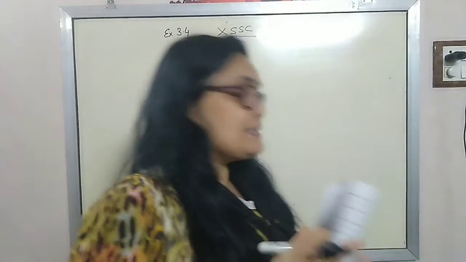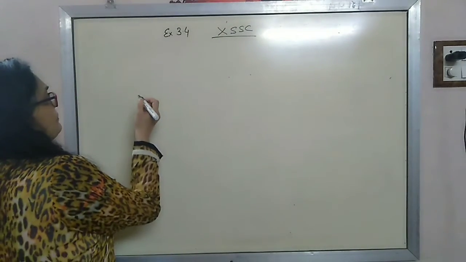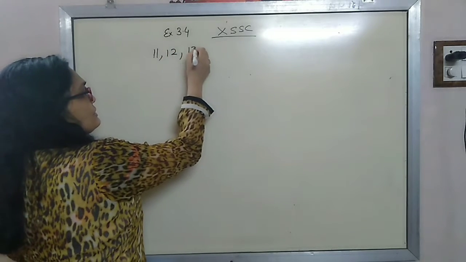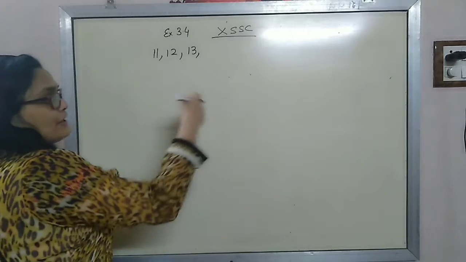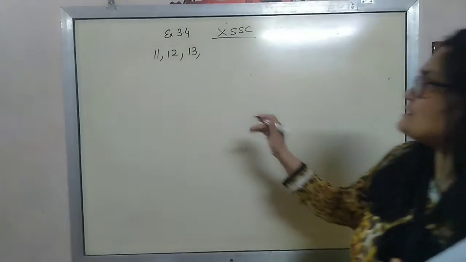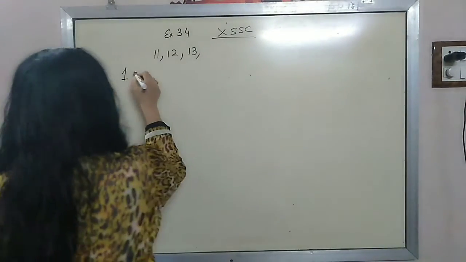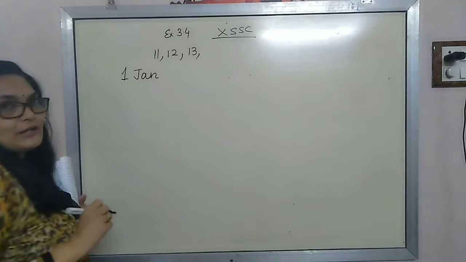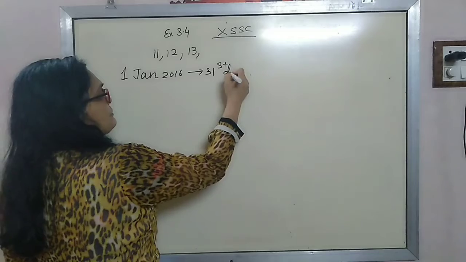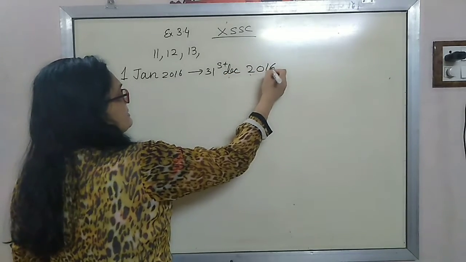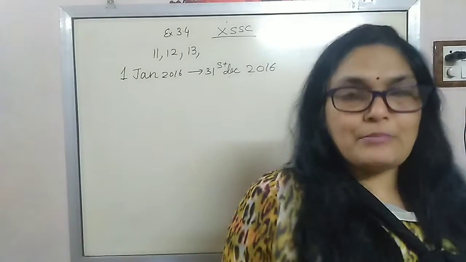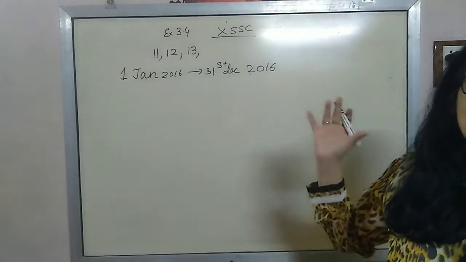So what they are saying, Sanika is saving her money. How she is saving? 11 rupees on the first day, 12 rupees on the second day, 13 rupees on the third day, and so on. Every day she is increasing by 1 rupee. Now they are saying that she starts this on 1st of Jan 2016 and continues till 31st December 2016. So they are asking you that by the end of the year, how much money she is going to save.